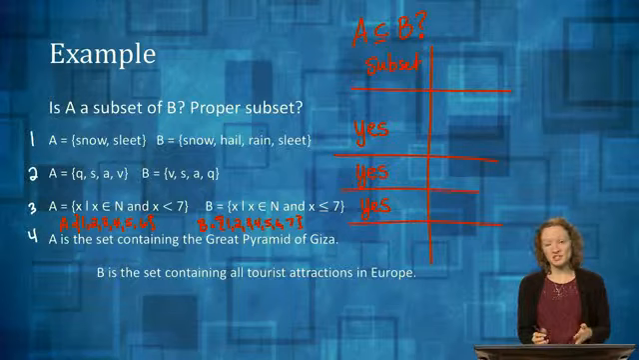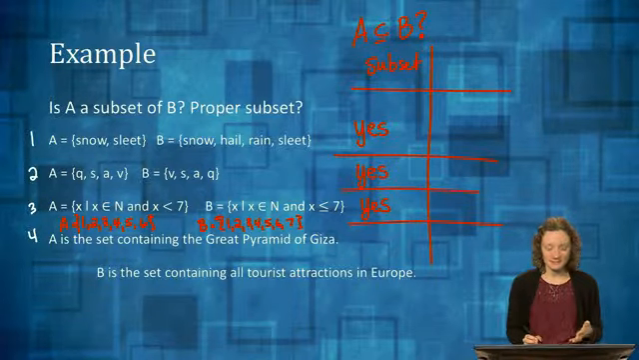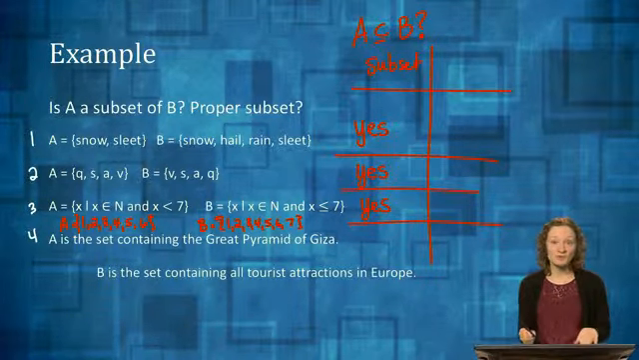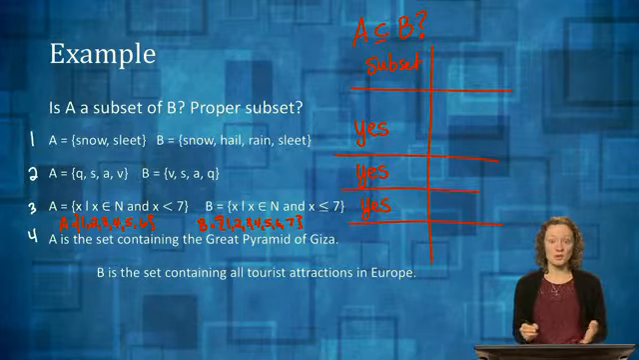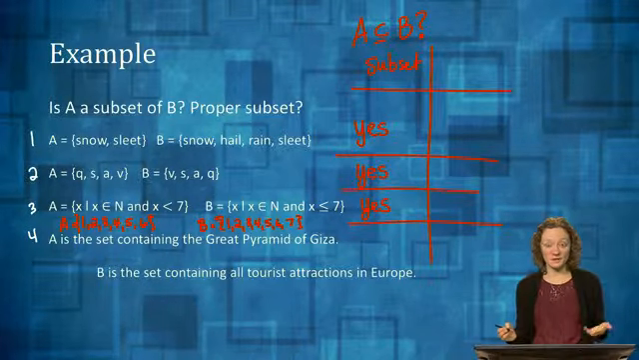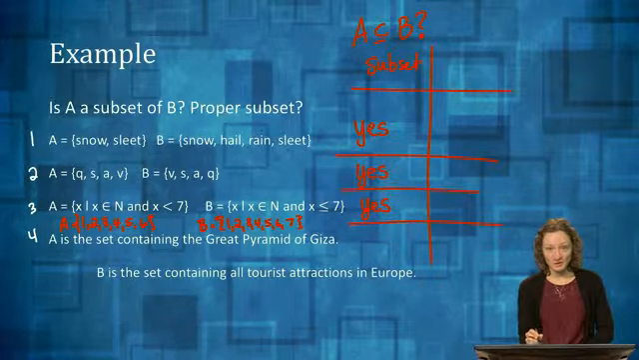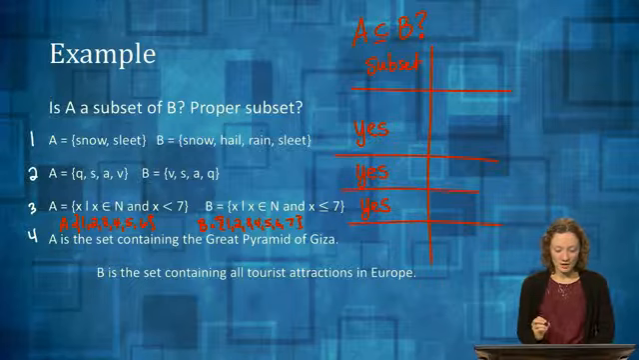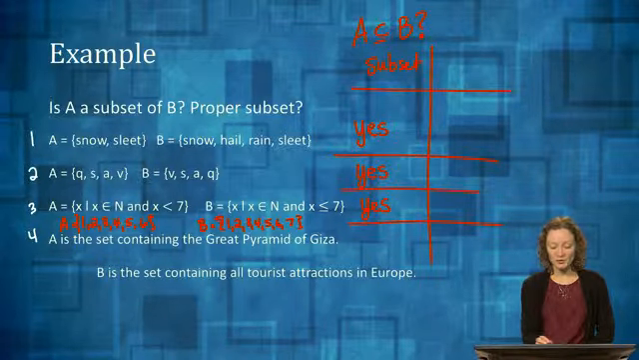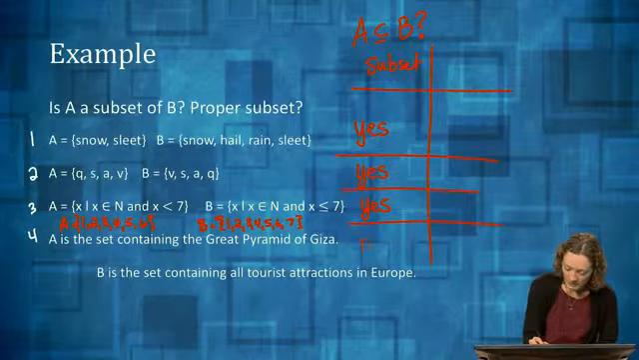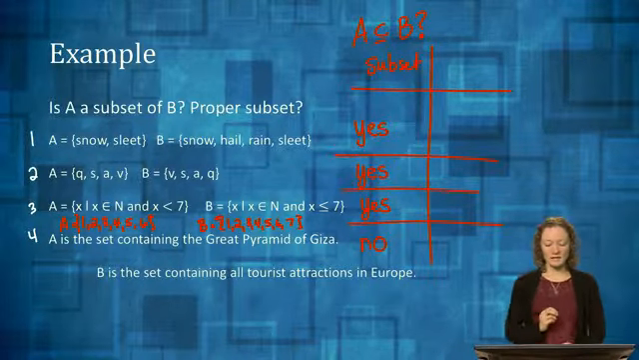Now, this type of question isn't something I would ever ask in a test because I can't assume that you know where the Great Pyramid of Giza is located, but it's something that we can definitely do in the videos because I can help you find the answer. In fact, the Great Pyramid of Giza is not located in Europe, it's located in Africa, which means the Great Pyramid of Giza is not also an element that is a tourist attraction in Europe. So in this case, for number 4, the answer is no.